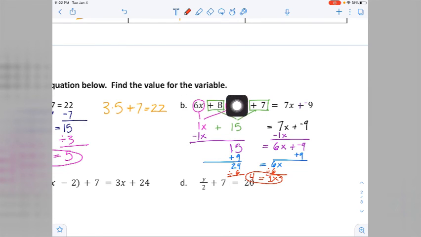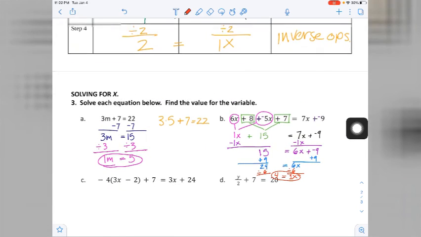Some students said 6x plus negative 5x equals 11x or negative 11x. They were adding instead of subtracting. Or they said 8 plus 7 is 1, and they were subtracting instead of adding. Saw a lot of that stuff. Just got to be careful.